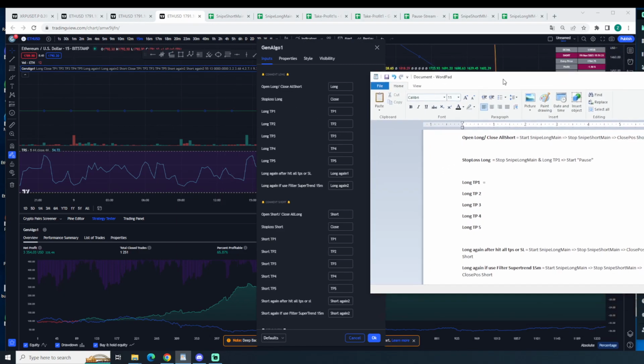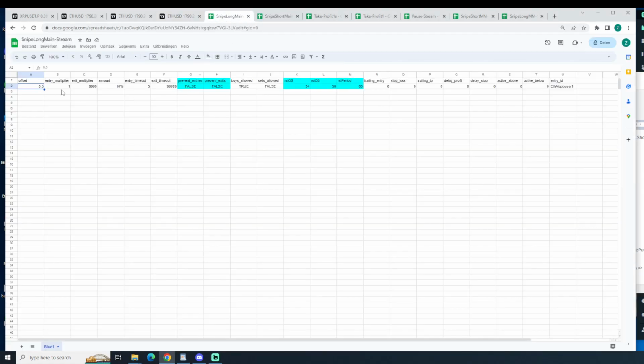So I've written some of these signals down, or all of these signals, and we have to kind of brainstorm what do we do at each of these signals, because this is actually what this algorithm will send to our bot, and now we have to decide what should the bot do in each one of these scenarios. So we have this open long, close all shorts. Okay, which is this particular one that we're working on right now, trying to do a long because the buys is allowed and the sells is not allowed.